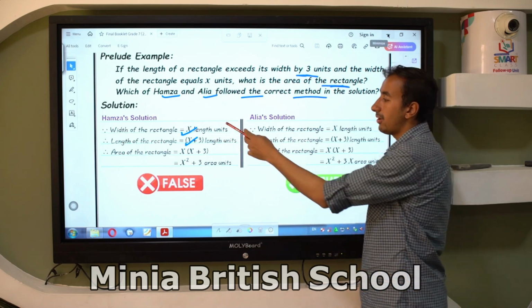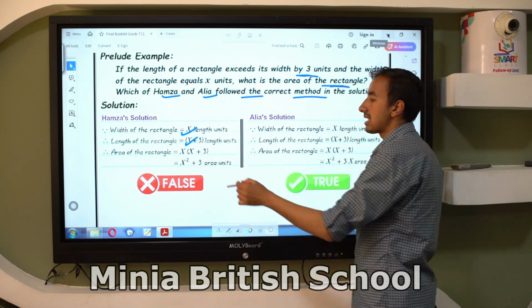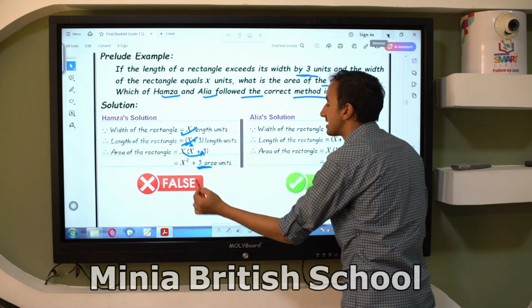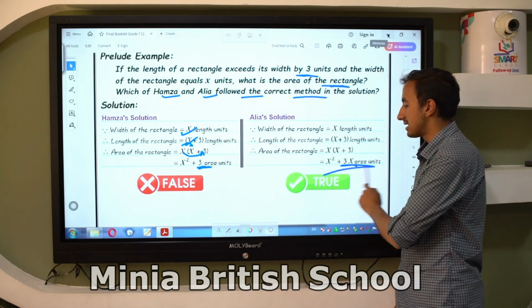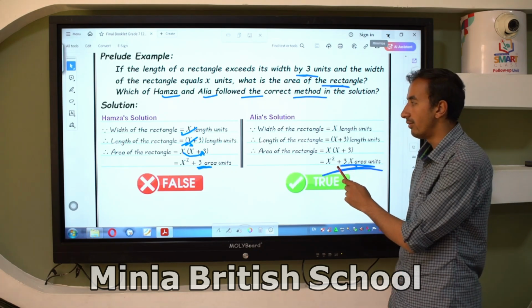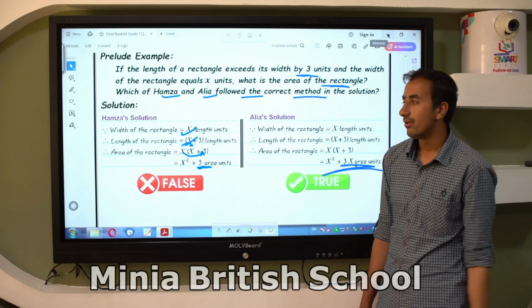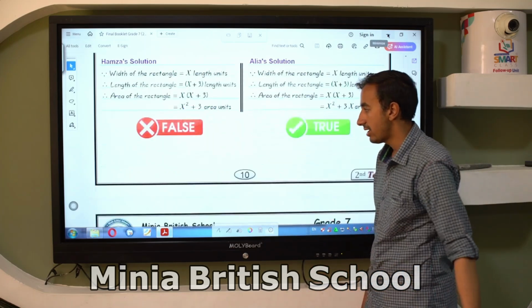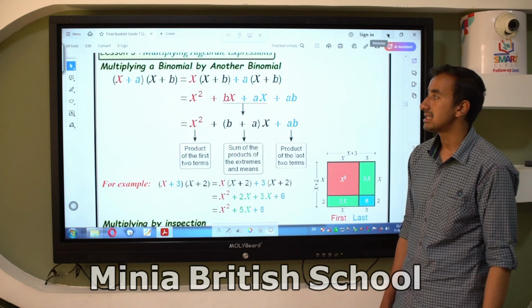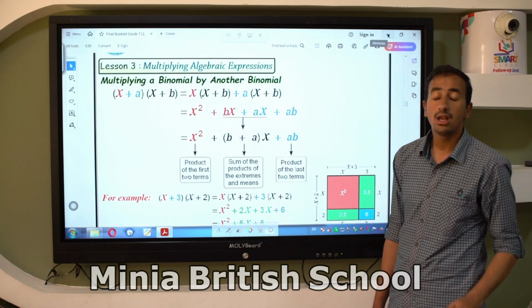So we multiply x times x, x times x equals x power 2, x times 3 equals 3x, not 3. 3x. So x power 2 plus 3x is the area. It's true for Alia's solution, wrong for Hamza's solution. Okay? Now we have lesson 3, multiplying algebraic expressions.